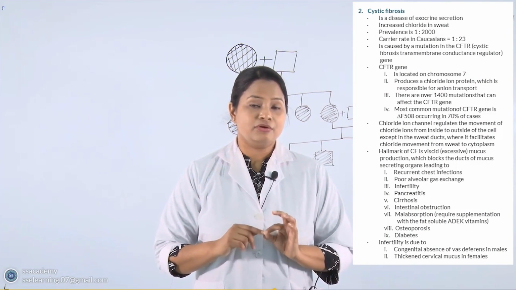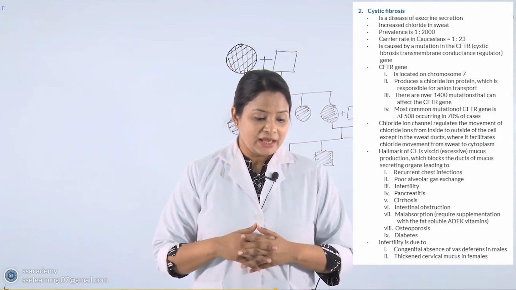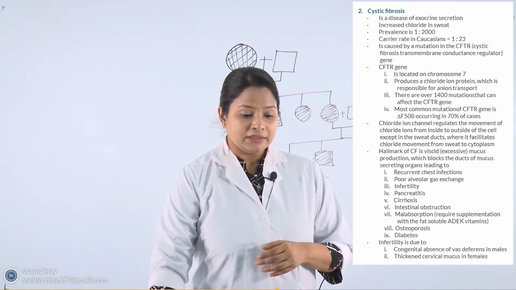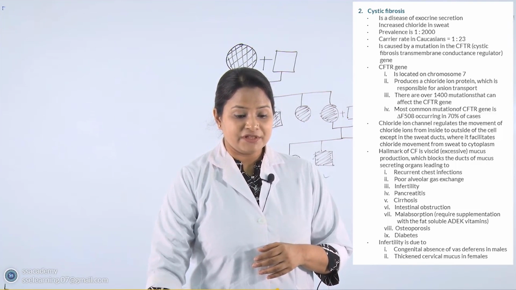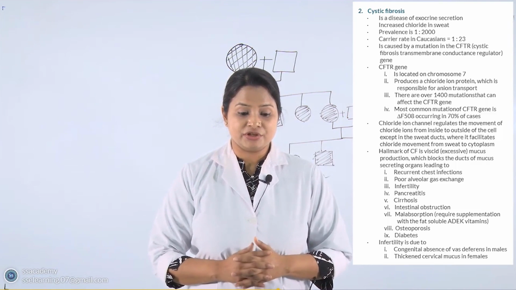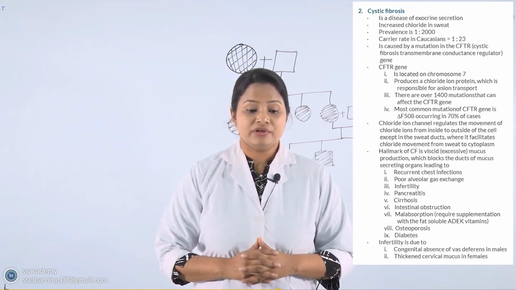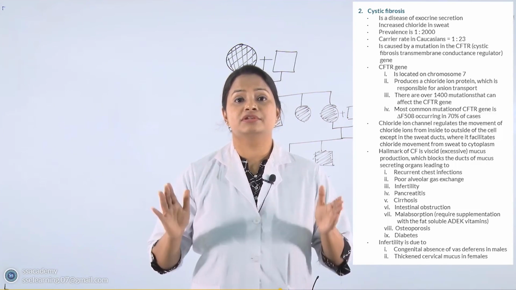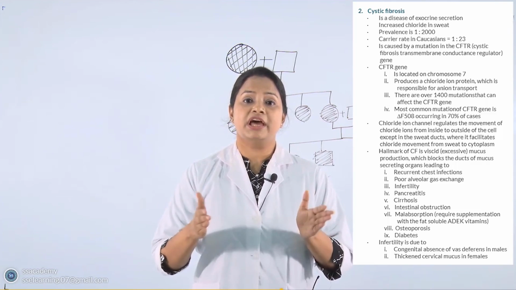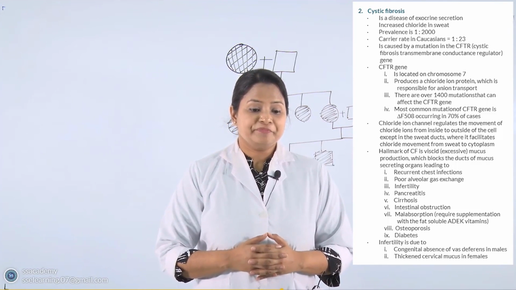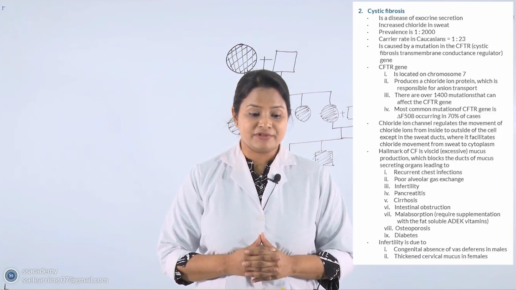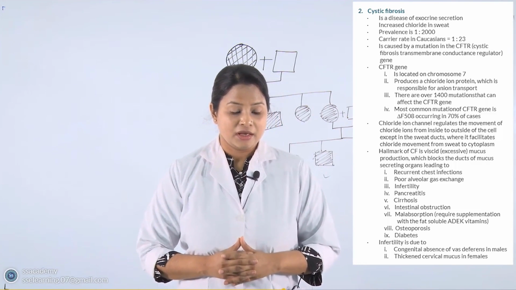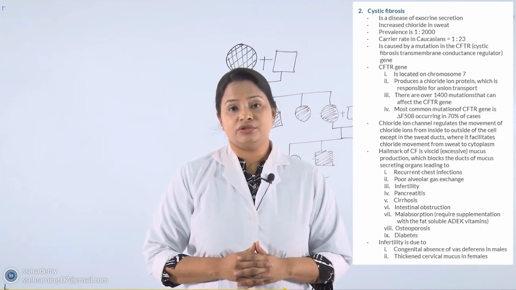Very good. It is autosomal recessive and the gene is CFTR. It is caused by mutation of the CFTR gene. So circle the word CFTR gene. Cystic fibrosis is caused due to mutation of the CFTR gene. Prevalence is 1:2000 and the carrier rate in Caucasians is 1:23. The CFTR gene is located on chromosome 7.